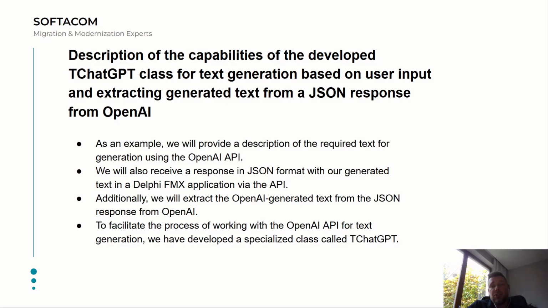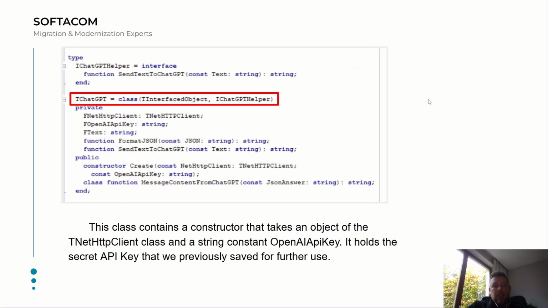It can be ChatGPT 3.5, or 4.0, and so on. In the future, I think they will have more models, of course. Here is just an example and screenshot of this class. We have to provide to it as parameters, as I said, our HTTP client component and our OpenAI API key.